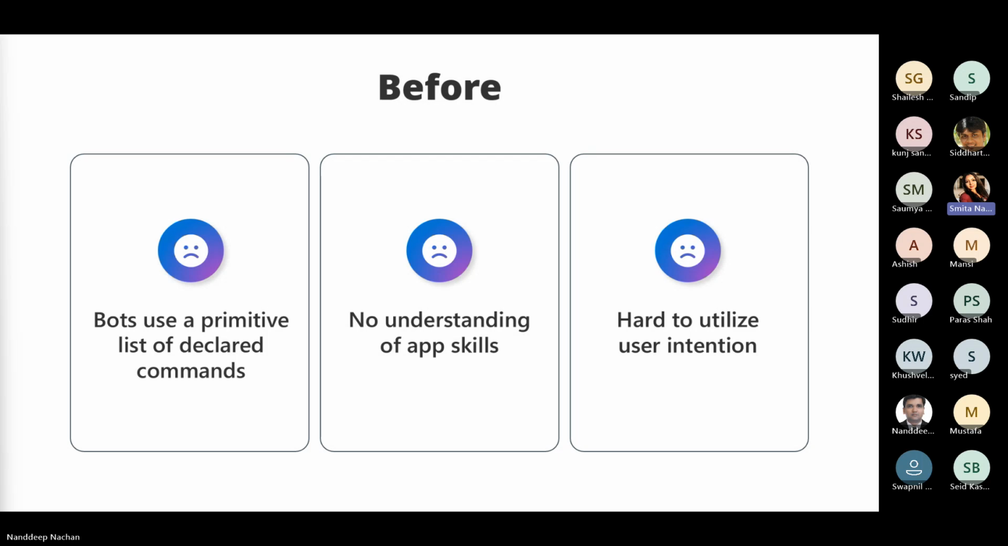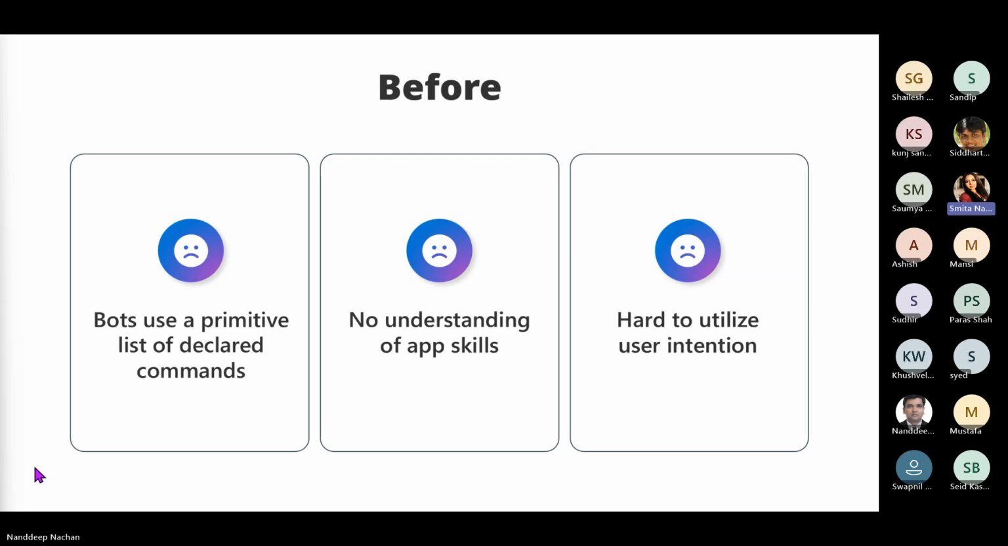Here are the limitations of the earlier Teams chatbots. The bots used a primitive list of declared commands. Early bots relied on a fixed list of commands that the users had to know and follow precisely. This approach felt limiting as the users needed to remember the specific phrases as well as the commands, making the interactions more rigid. The limited command list means that the bots could not adapt well to more flexible or conversational user inputs.